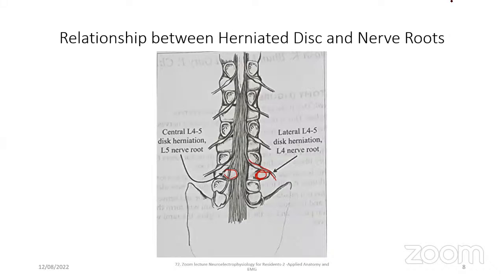And you can see the central disc herniation. So this central disc herniation also causes pain, but here the SLR is not the only thing. You have to lift both the limbs up, and if they are not able to do that, you should suspect central nerve involvement. So this is the basics of herniated discs in the lower limbs.